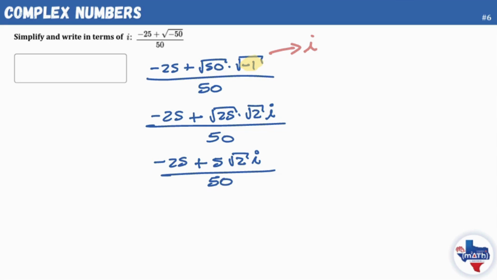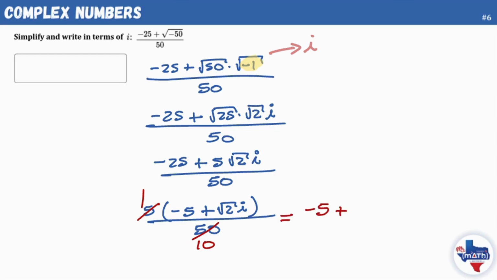Now, we have a 25, a 5, and a 50. What we can do is pull out a common factor from 25 and 5, which is going to be a 5. So we're going to have a 5 that multiplies (-5 plus root of 2 i) divided by 50. And because now that one is multiplying, now we could simplify. The 5 over 1, the 50 over 10. And our final answer will be (-5 plus root of 2 i) over 10.